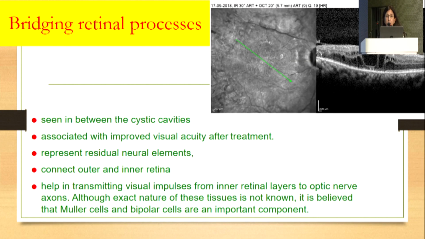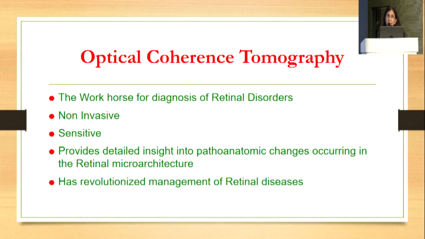One more, sometimes you may see these bridging retinal processes, and these are actually residual neural elements connecting the inner and the outer retina, and they show improved visual acuity after treatment. So that's it. Just briefly, we have given some features of common retinal diseases.